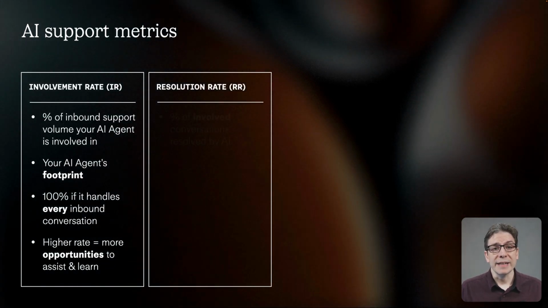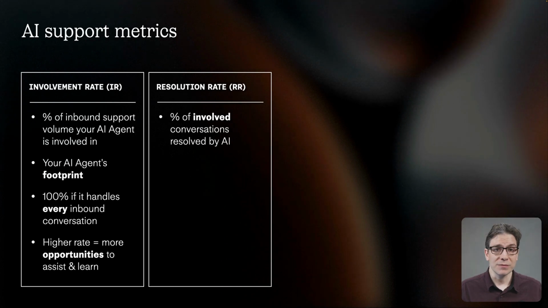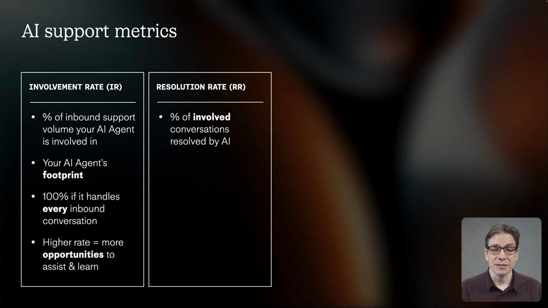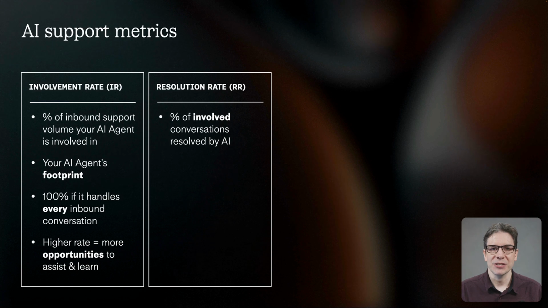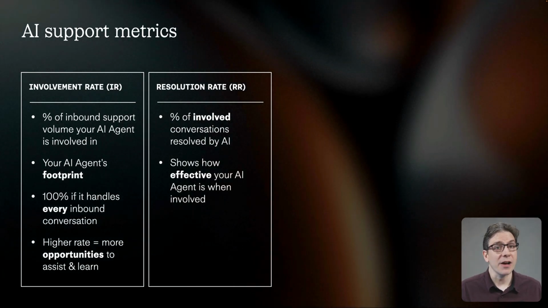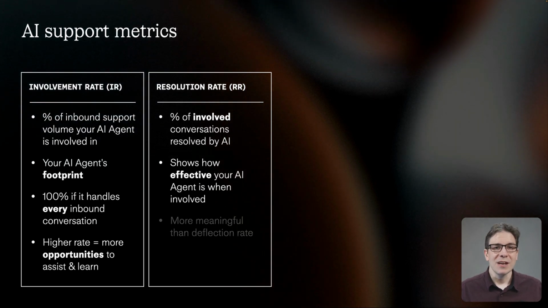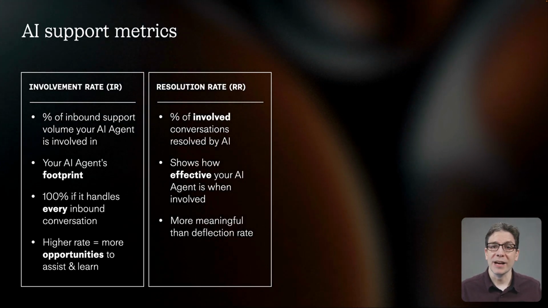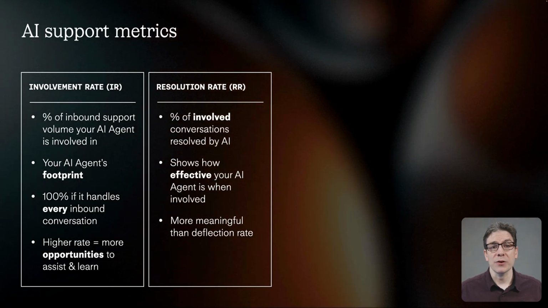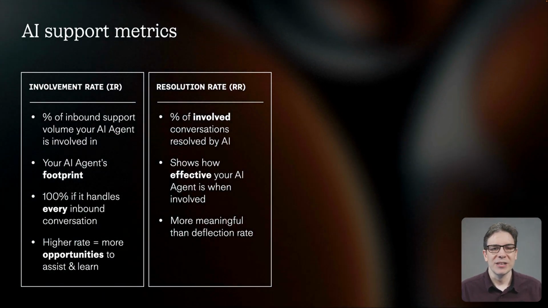Next, resolution rate tells you the percentage of involved conversations that were resolved end-to-end by your AI agent without any human intervention. It's a direct measure of the value your AI agent is delivering in the conversations you've set it to handle. Resolution rate is far more meaningful than the old deflection rate because it measures whether the customer actually got help, not just that the issue didn't reach a human agent.